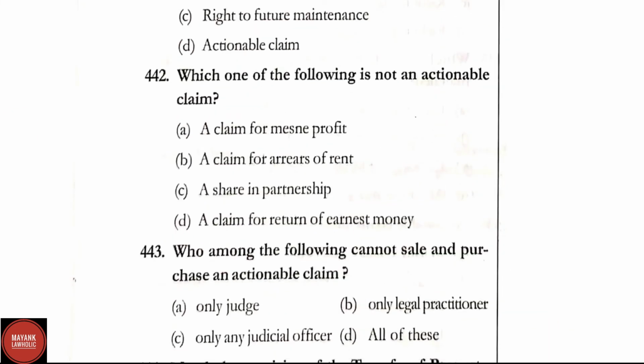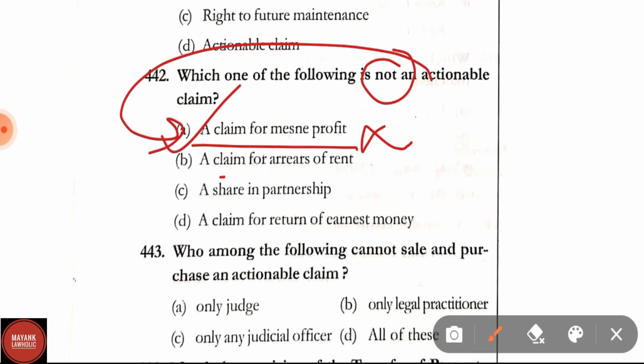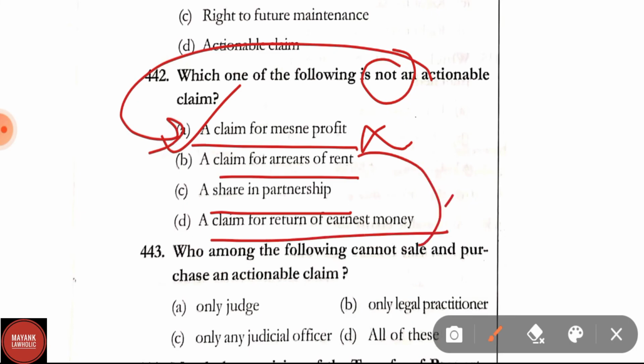Question number 442. Which one of the following is not an actionable claim? A claim for mesne profit is not an actionable claim, therefore will be the right answer because this has been asked in the question. A claim for arrears of rent is an actionable claim, a share in partnership is an actionable claim, a claim for return of the earnest money are all actionable claims.